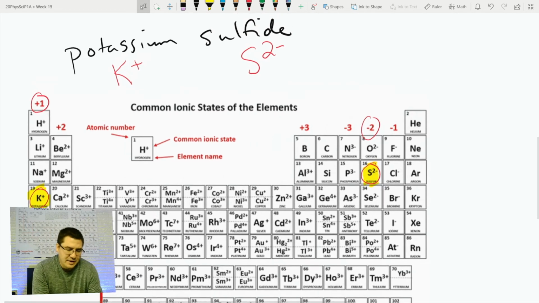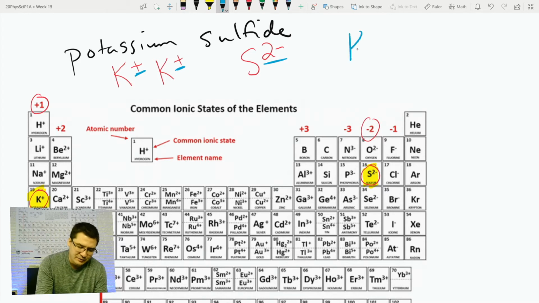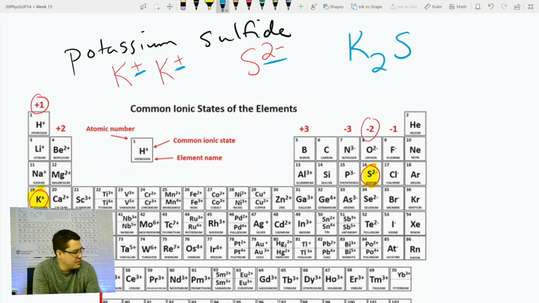And then to combine these to make a neutral ionic compound, it looks like I'm going to need potassium twice. Looking at this, +1 and a -2, I need 2 positives to add up or cancel out the -2 charge of the sulfur. And I'd write my chemical formula as K2S. 2 potassiums for every 1 sulfur.